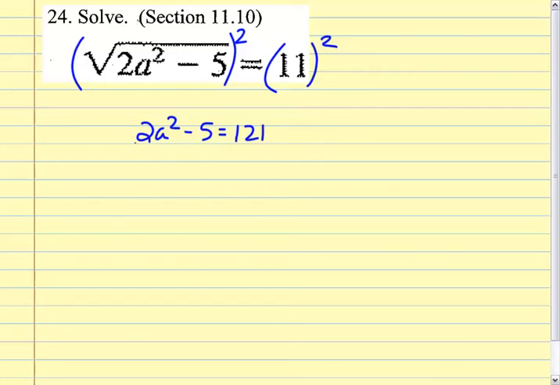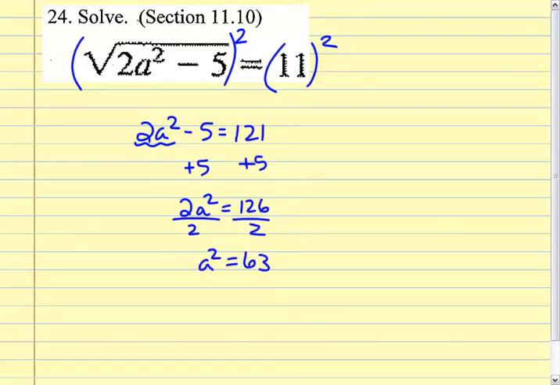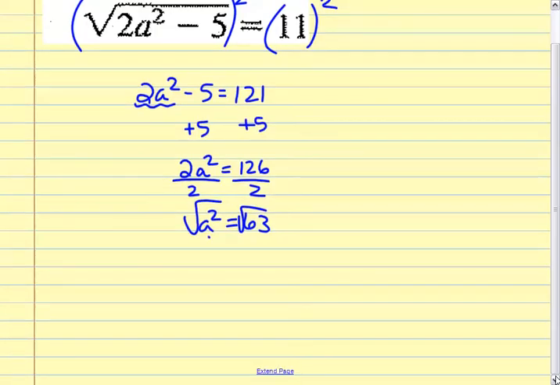Now, I only have one term with a variable, so I want to get that variable by itself. Add 5 to both sides, and I'm going to get 2a squared is equal to 126. Well, divide both sides by 2, and I'm going to get a squared is equal to 63. Take the square root of both sides. Oh, I took the square root of a variable. That means plus or minus. Don't forget to put the plus or minus, okay? So that's going to give me a is equal to plus or minus root 63.